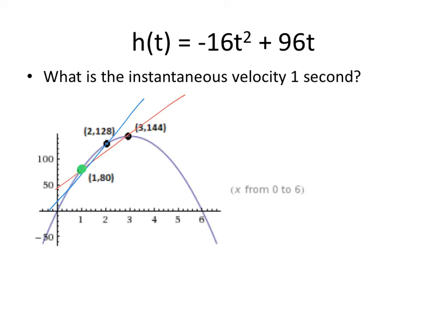Now, both of these lines that we've drawn are what we call secant lines. They're lines that go through a curve but don't hit it. So to find the instantaneous velocity right at this green, I need a line that just touches the green and passes on. And this is what we call the tangent line.